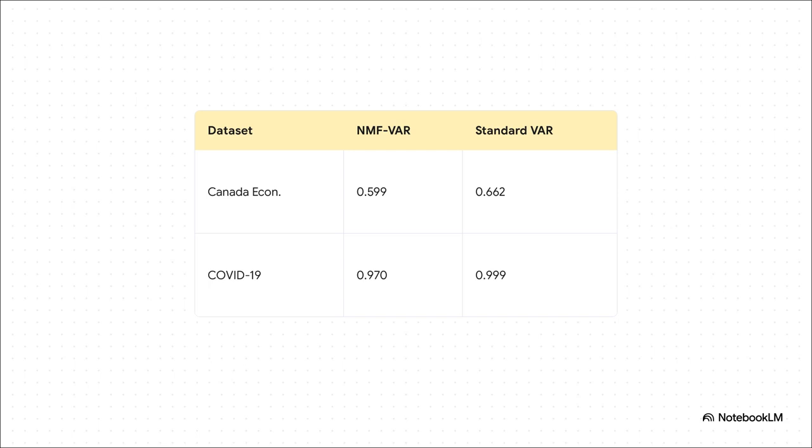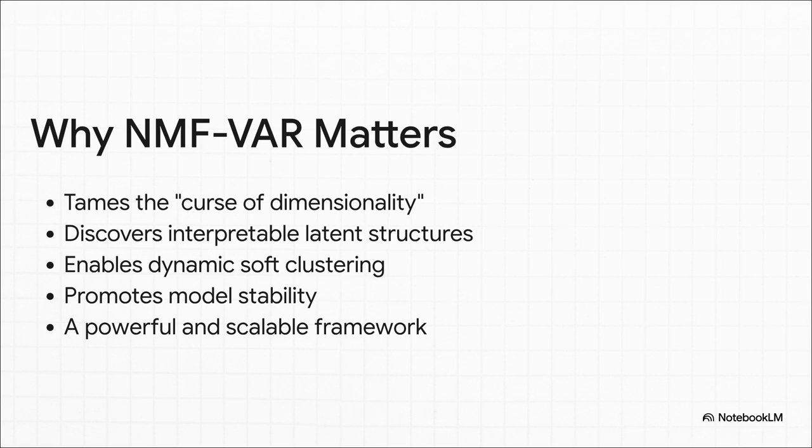So, to wrap it all up, what NMF VAR gives us is this incredible framework. It successfully tames that curse of dimensionality. It lets us discover these hidden interpretable patterns. It allows for dynamic soft clustering. And it does all of this while making our models more stable and scalable. It's not about ignoring the complexity, it's about finding the elegant simplicity hidden inside it.